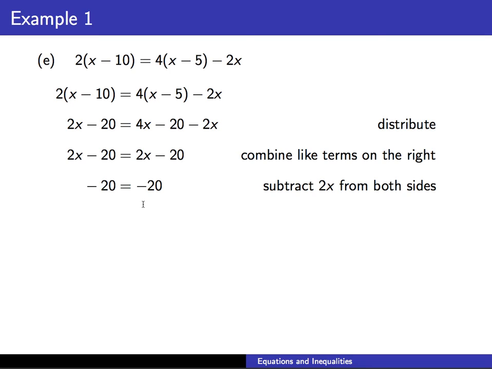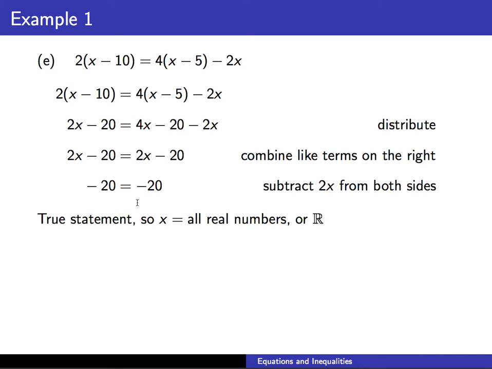So notice we don't have any more variables in this expression. Negative 20 equals negative 20. If our variables end up canceling each other out, what we're left with are just two numerical values, and they're either going to be true or false. So in this case, is negative 20 equal to negative 20? Yes, it is. Because we have a true statement here, that means the solution to this problem is that x can be any real number we want. We can plug it into our equation, and the left and right sides are guaranteed to be equal.